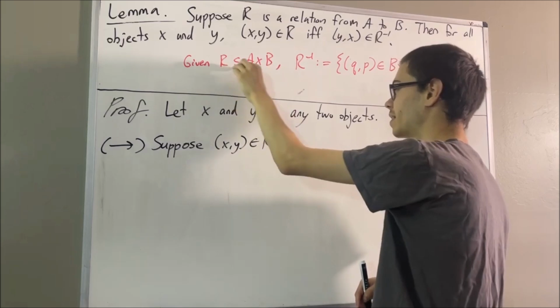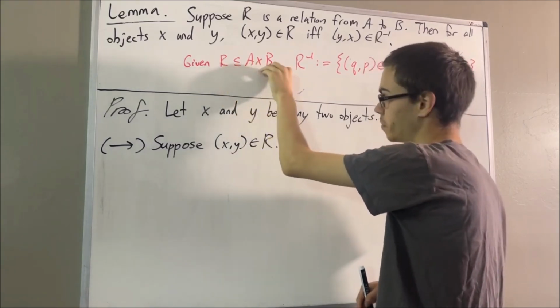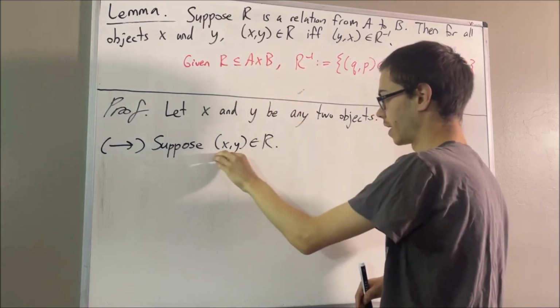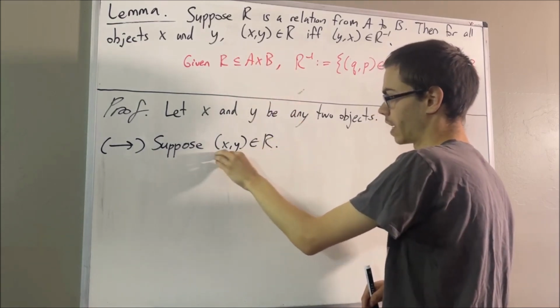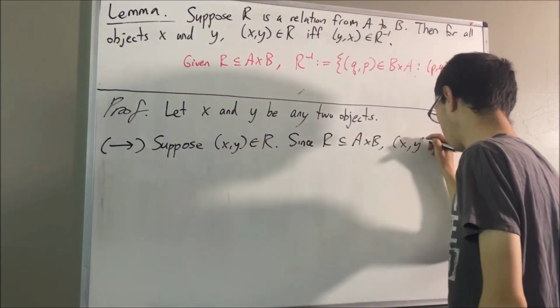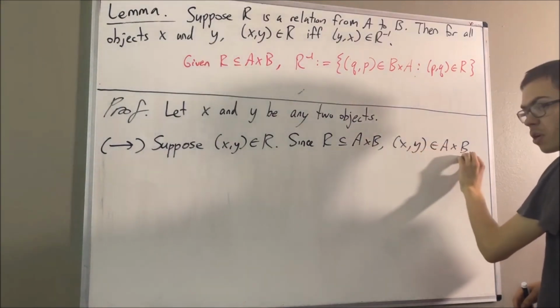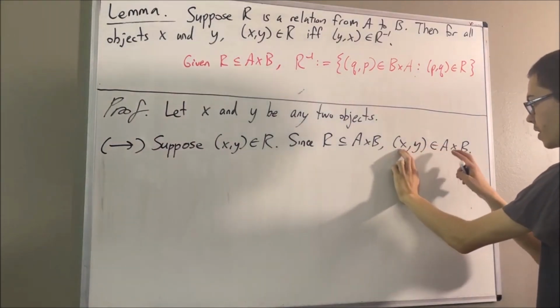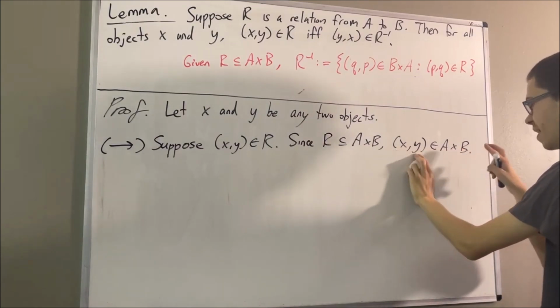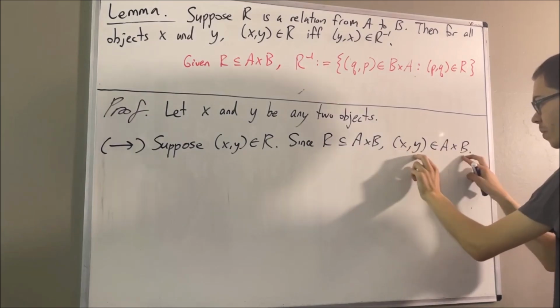Now, since R is a subset of A times B, this means that everything in R is also in A times B. So, since x comma y is an element of R, we have that x comma y is also an element of A times B. And if you recall, when we have an ordered pair in a Cartesian product, this means that the first coordinate is an element of the first set, and the second coordinate is an element of the second set. So really, we have that x is an element of A, and y is an element of B.